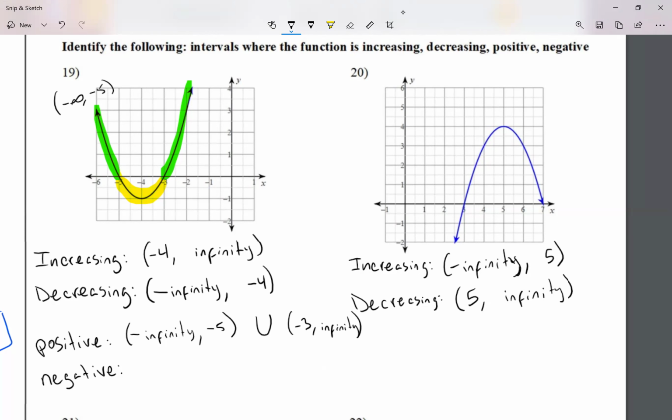Don't forget to connect them with the letter U. And yes, there is a space before and after the U. So let me emphasize, there's a space here and there's a space here. You don't have to type anything, just type the space, right? So there's a space before and after the capital U. Okay, so negative. When is my function below the x-axis? It is from -5 to -3. My numbers for my intervals, I get them strictly from the x-axis.